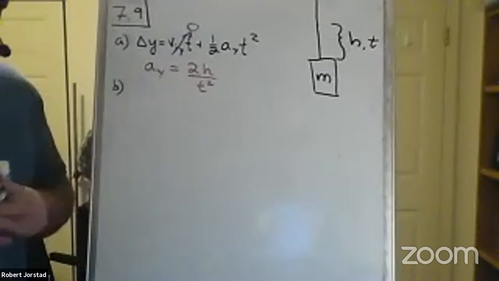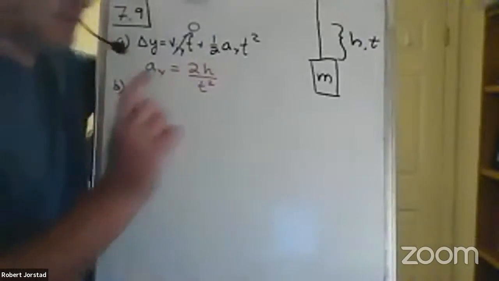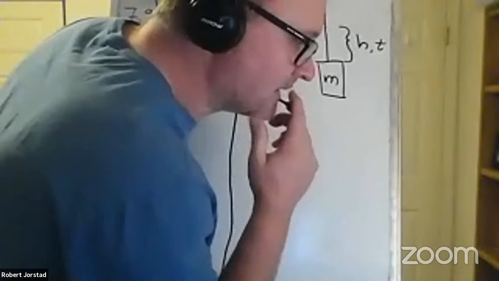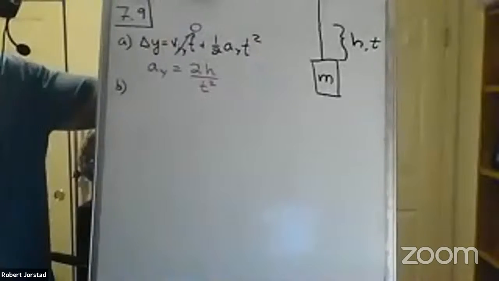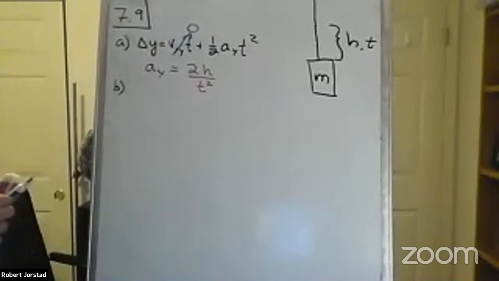How about part B? Part B asks us, determine the final speed. What do you think? What should we do?